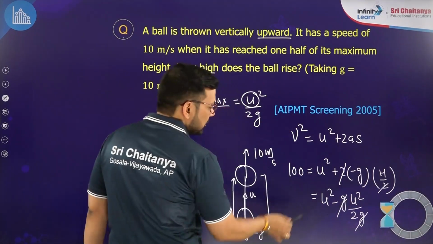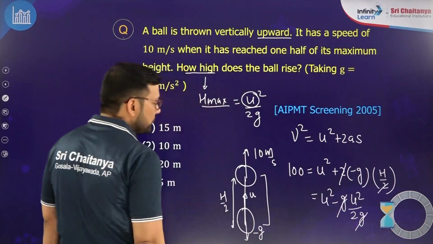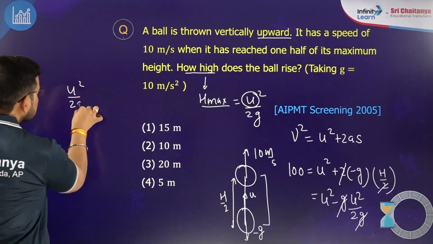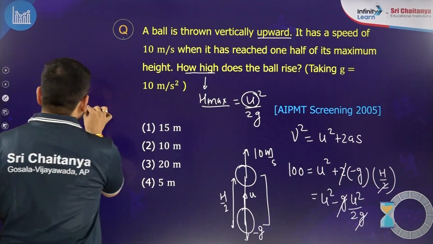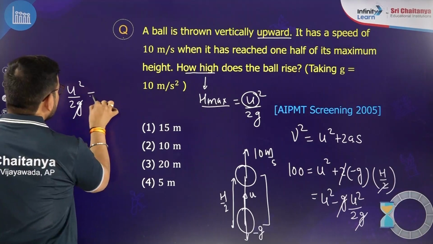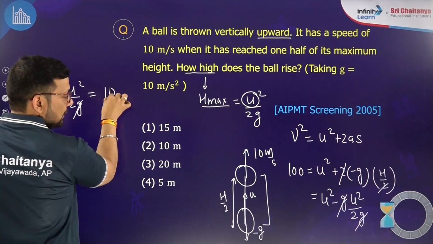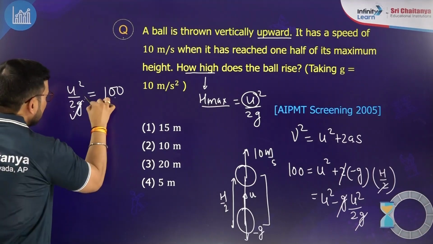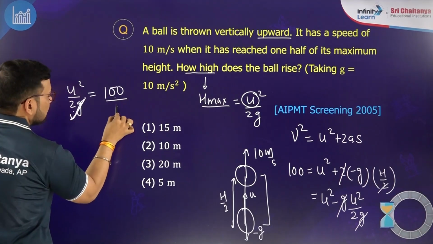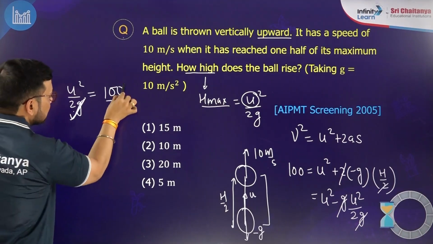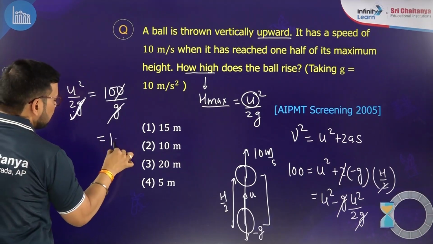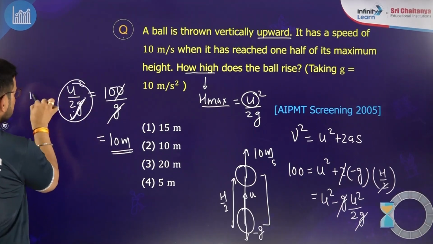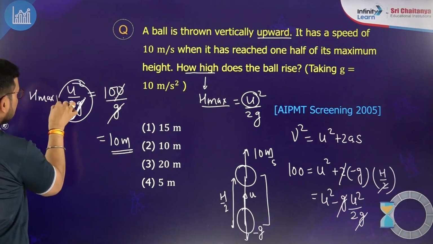G cancelled. u square minus u square by 2. Basically, we are getting u square by 2 is equal to 100. But we want u square by 2g. So what we will do here? We are dividing by g. g is 10. What we are getting? 10 meter. And 10 meter, that is u square by 2g, is the maximum height.